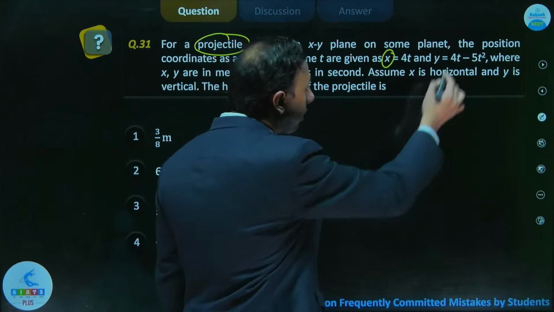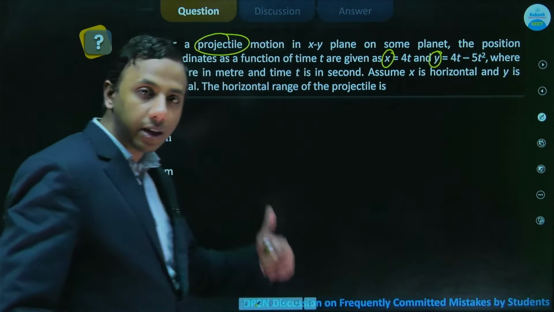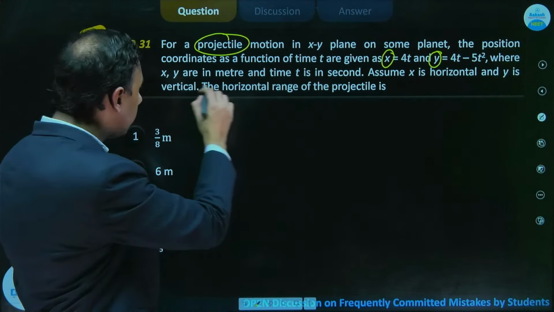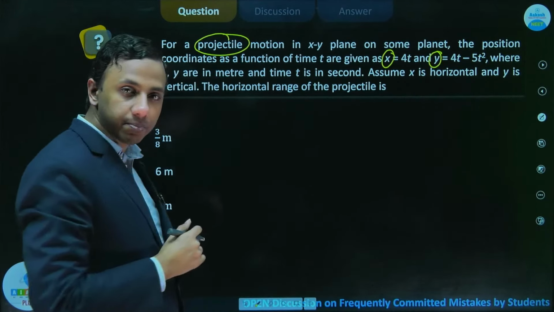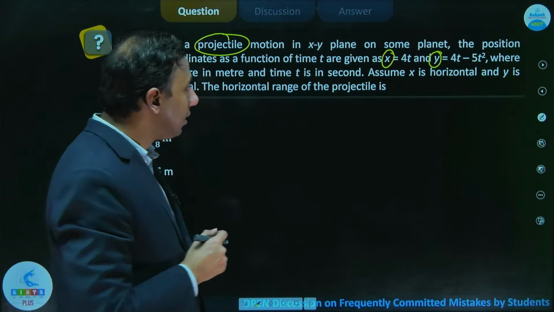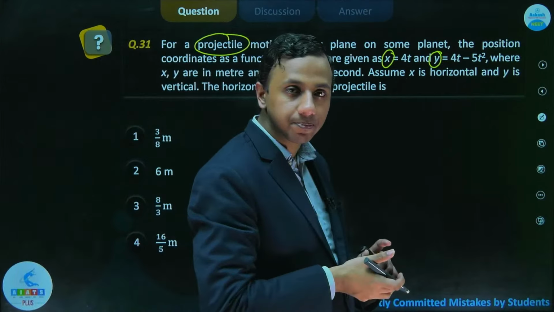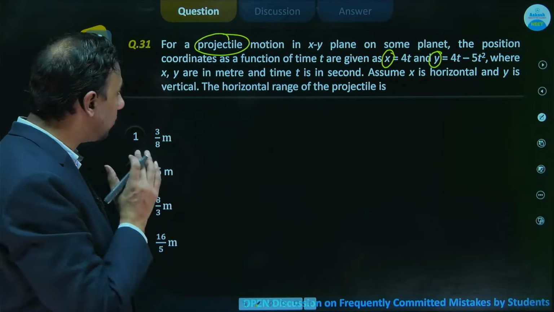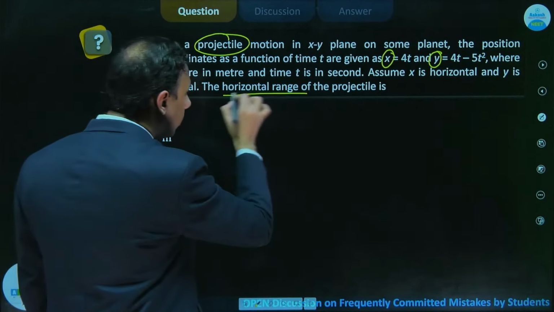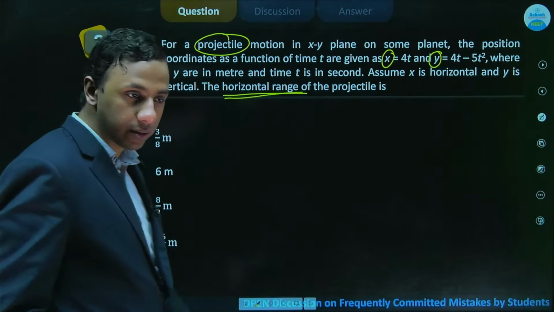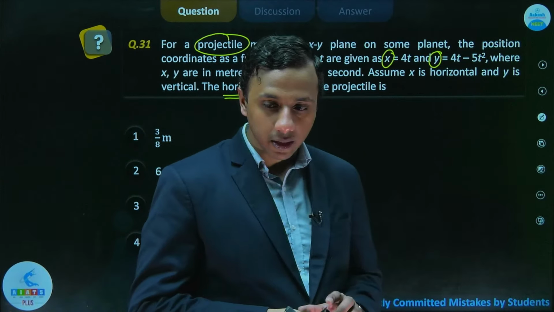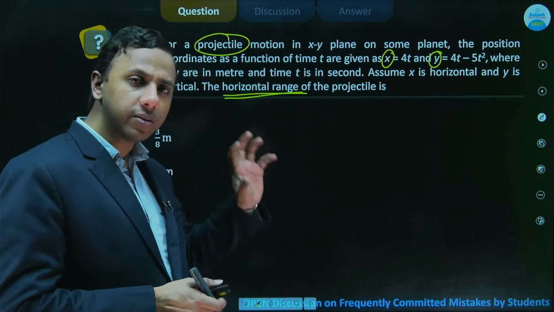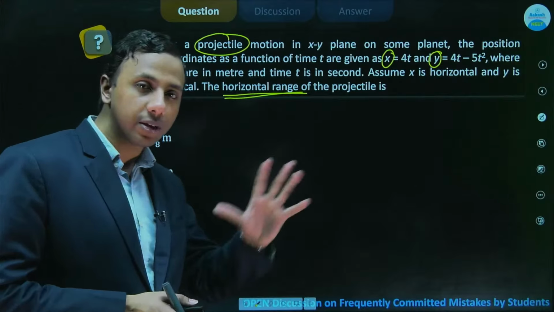X coordinate over here and y coordinate over here, they are varying with time t, ठीक है, because they are given where x and y are in meter, है ना, और time t is in second, okay. Assume x is along horizontal and y is along vertical. The horizontal range of the projectile is horizontal range, ठीक है. So let's do something, horizontal range तो हम निकालेंगे ही. For the same question let's find few other things, है ना.